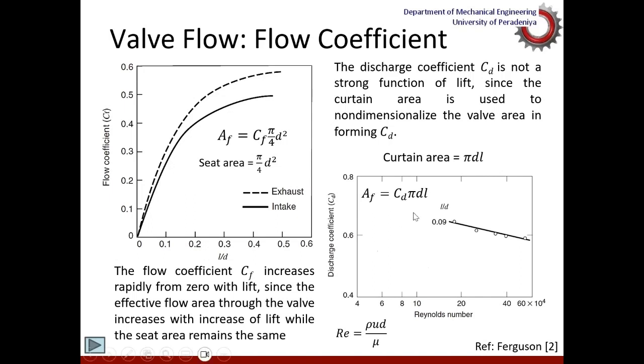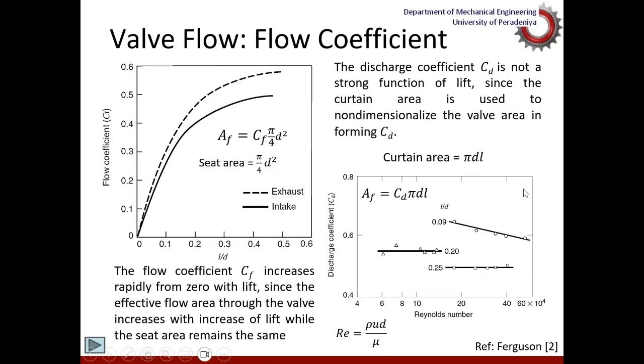Now, for example, for small values of D over L, you can see this is the discharge coefficient, and this is the Reynolds number. When you plot against the Reynolds number, you can see D over L at 0.09 like this, D over L at 0.2 like this, and D over L at 0.25 like this. So this is the variation at different L over Ds.